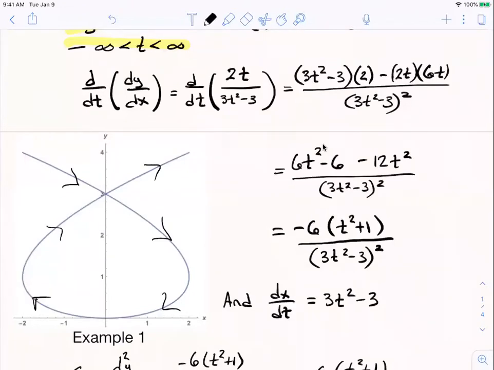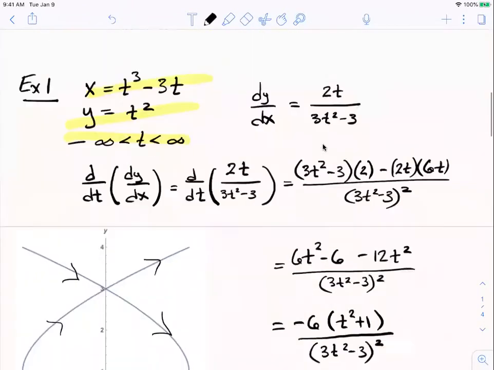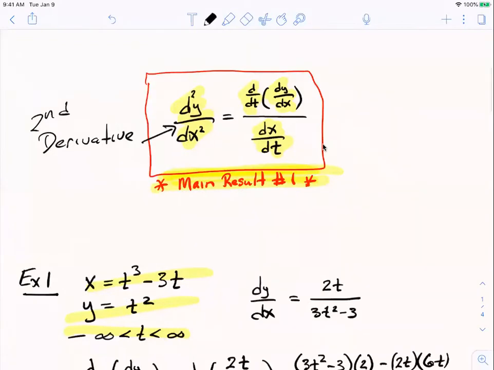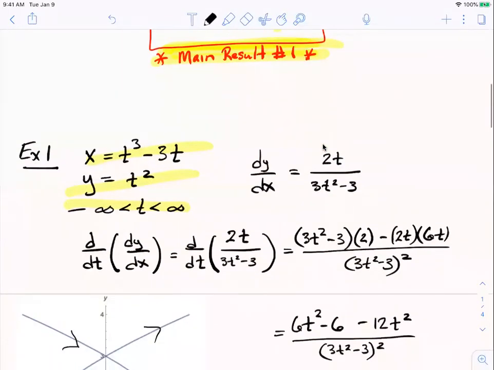So I want to calculate the second derivative. We're going to use this formula. We need to take the derivative of the first derivative with respect to t. Well, we did that computation last time, although for this example, I think it's simple enough.